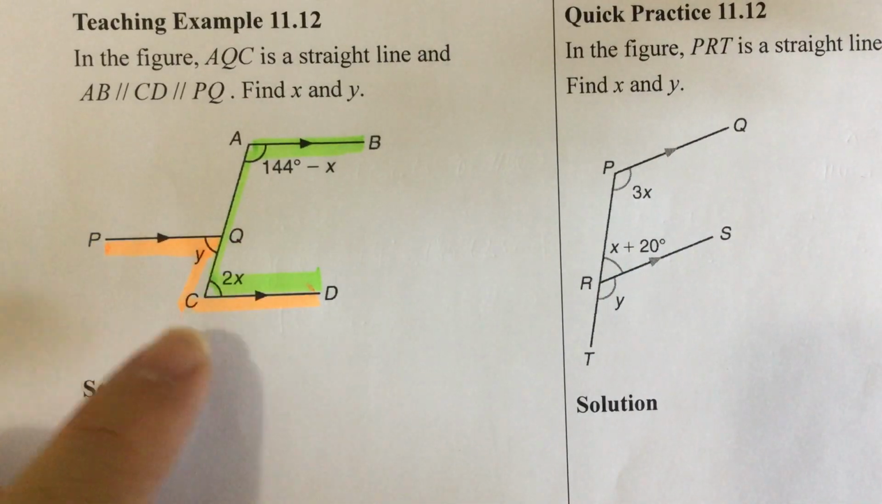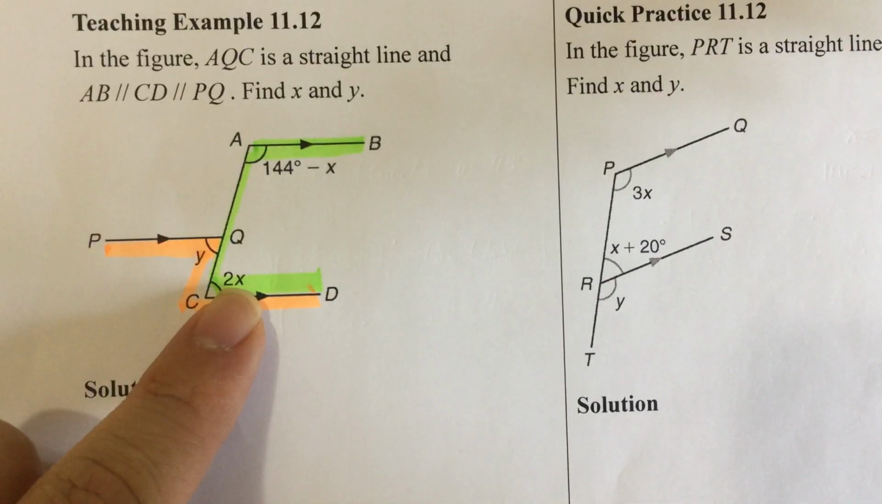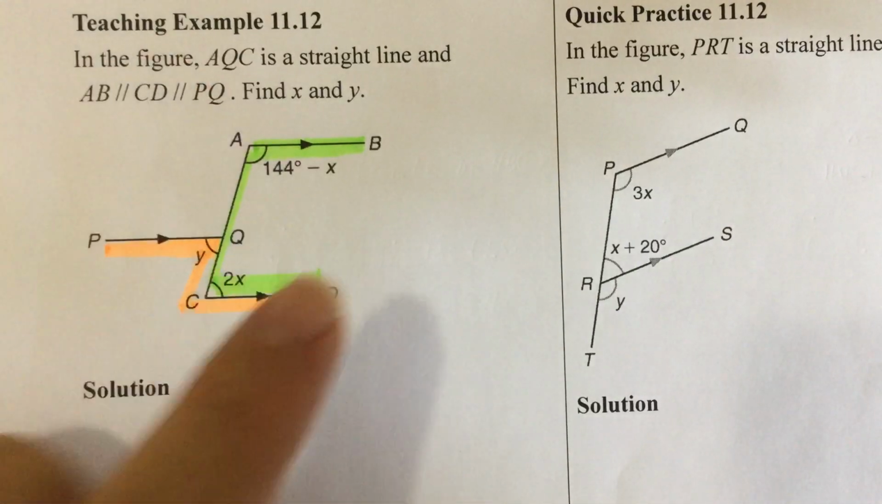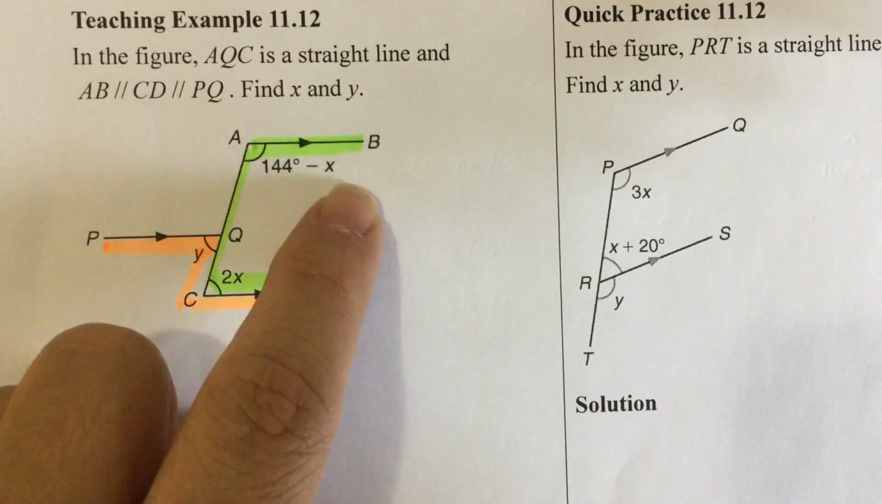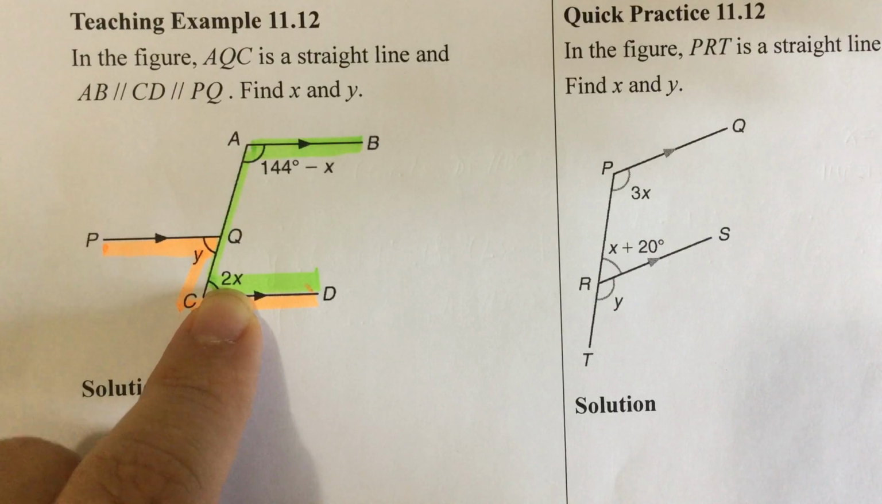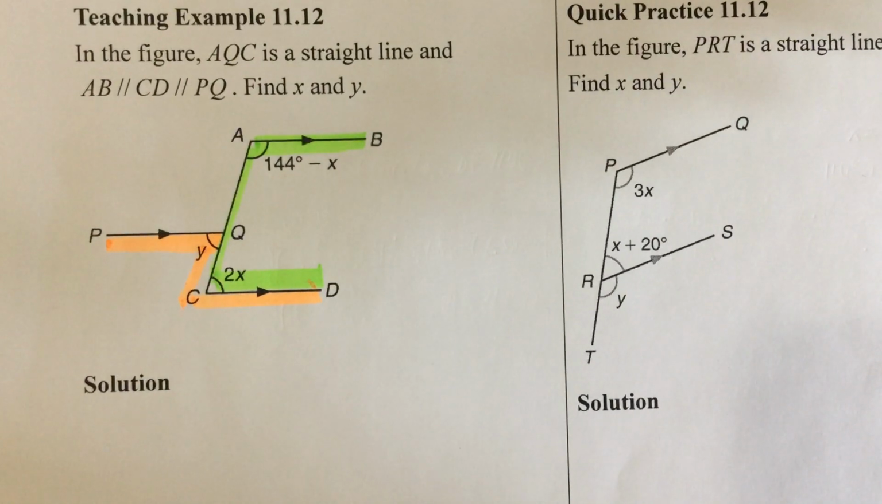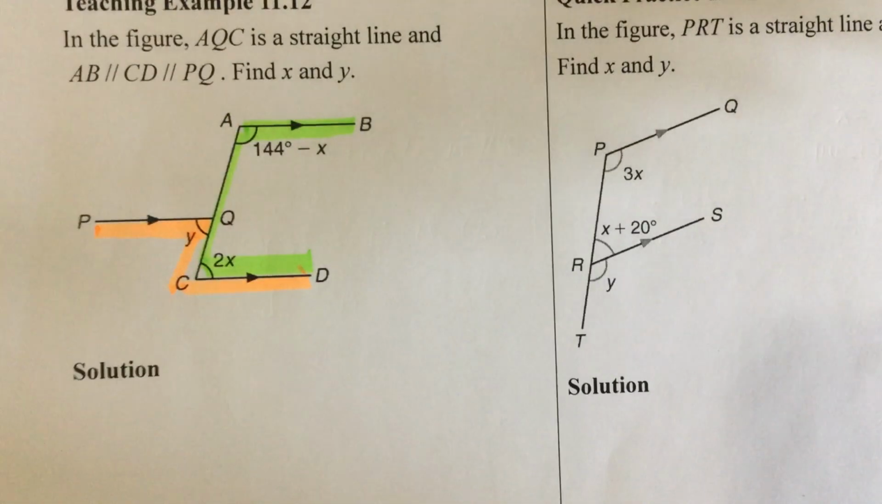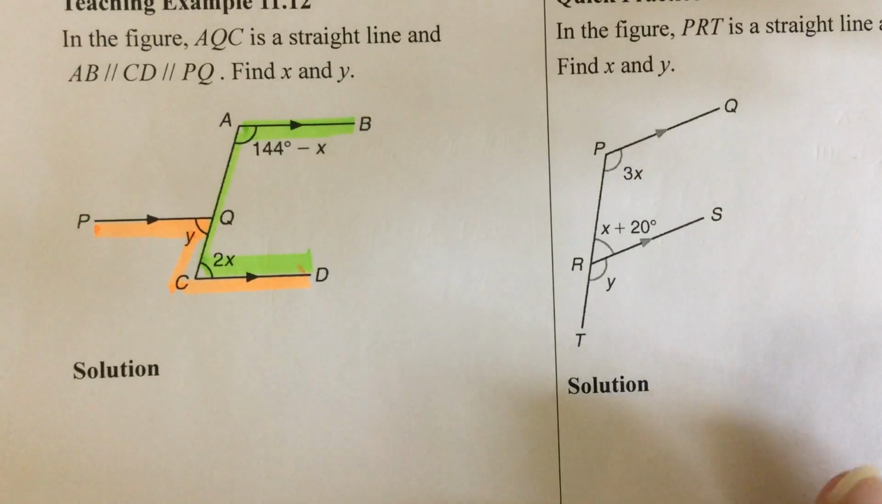For the orange one, you will see y and 2x. You will have 2 unknowns, so we cannot solve it at the same time. So why don't we use the green one? Because for the green one, for the angle on top, you have the unknown x, and you have 2x, which is also the unknown x. So we can solve the green one immediately. So we will use the interior angle first and we'll use the alternate angle next.